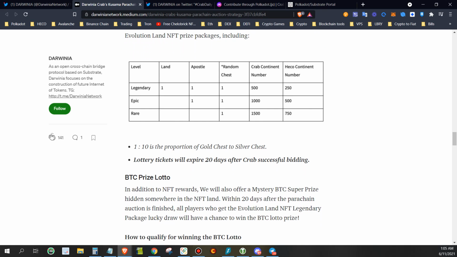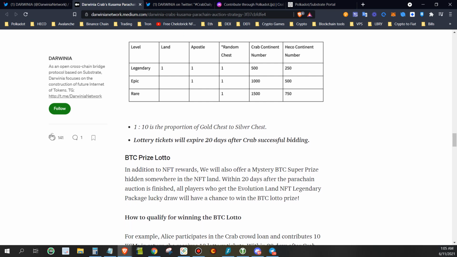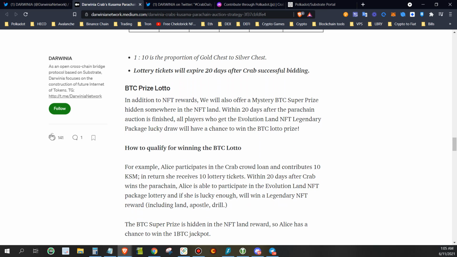In addition to NFT rewards, we also offer a mystery BTC Super Prize hidden somewhere in NFT land within 20 days after the Parachain auction is finished. All players who get the Evolution.land NFT Legendary Package Lucky Draw will have a chance to win a BTC Lotto prize. How to qualify for winning the BTC Lotto prize? For example, Alice participates in the Crowdloan, contributes 10 KSM, and receives 10 lottery tickets. Within 20 days after the Parachain wins, Alice is able to participate in the Evolution.land NFT Package Lottery.